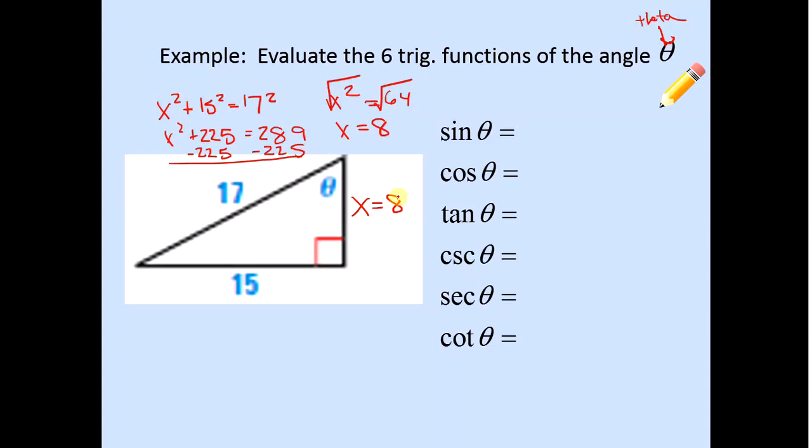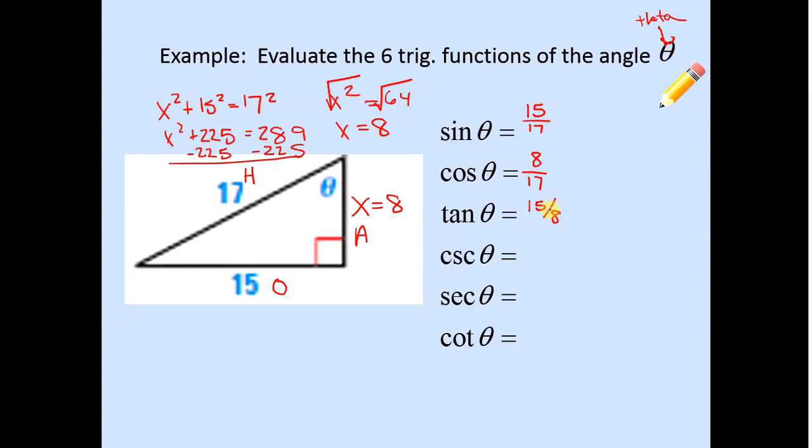So now I can find my sine, cosine, tangent, and so on and so forth. So from theta here, I know this is my opposite side, this is going to be my adjacent side, and this is going to be my hypotenuse side. So I recommend finding sine, cosine, and tangent first. So sine, I know that's opposite over hypotenuse, aka 15 over 17. Cosine is adjacent over hypotenuse, which is 8 over 17. And then tangent, I know, will be 15 over 8.